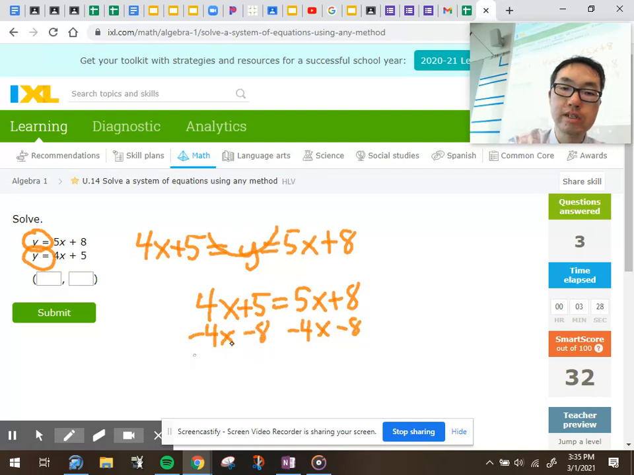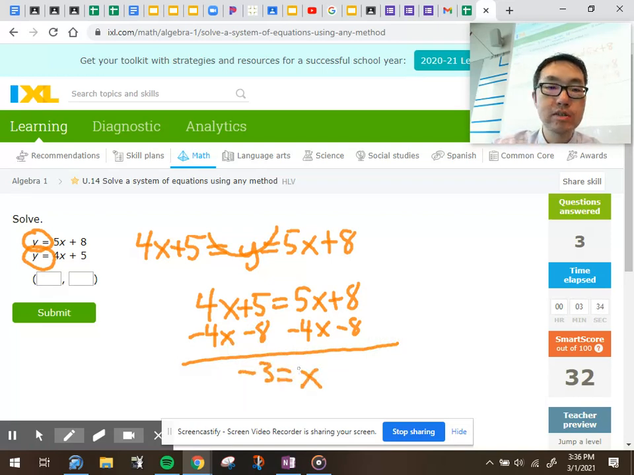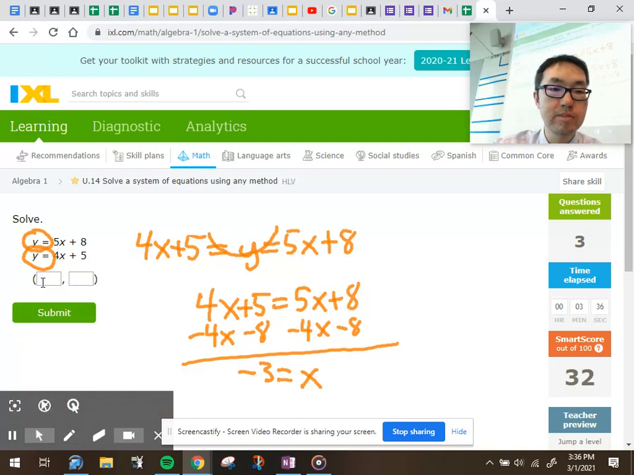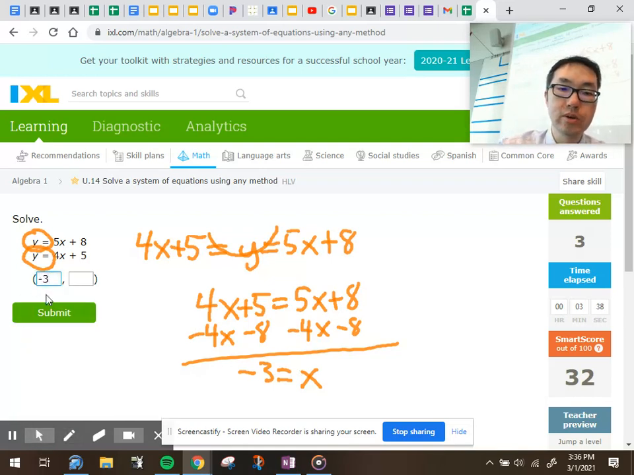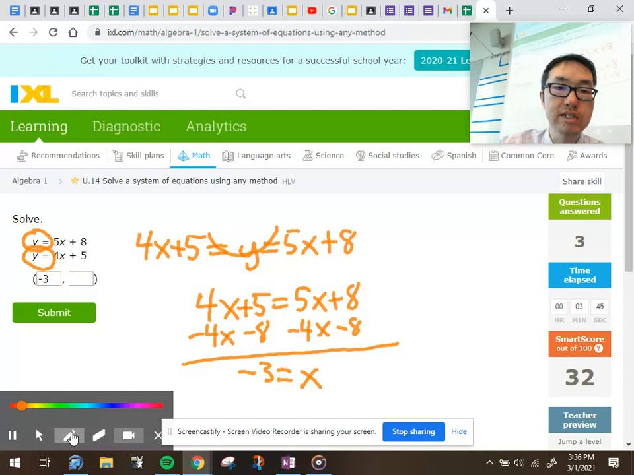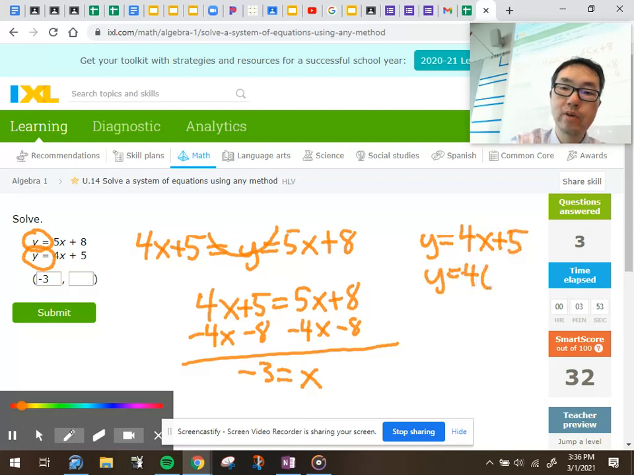I'm going to do it all in one step, but feel free to solve this equation however you solved it. So that gets me the x value. So I can type in -3. In order to find the y value, I just take either of the equations and substitute -3 for x. So I'm going to take the second equation because that's a little more unusual. You don't see that all the time. 4 times -3 plus 5, and then I get -7.